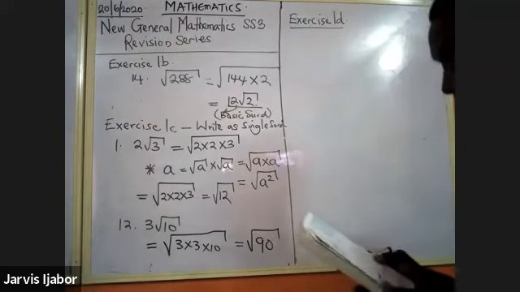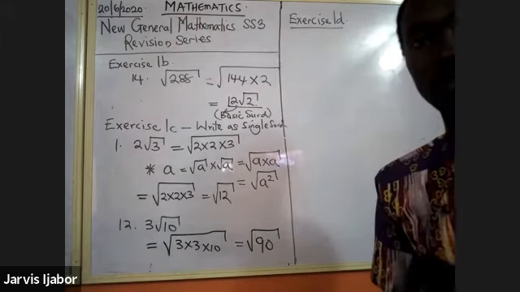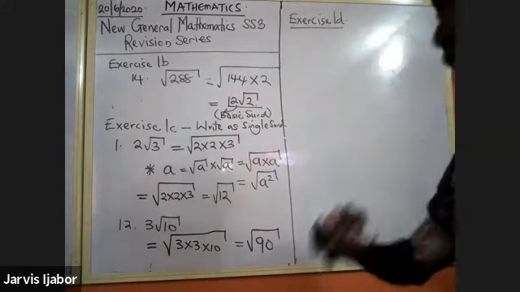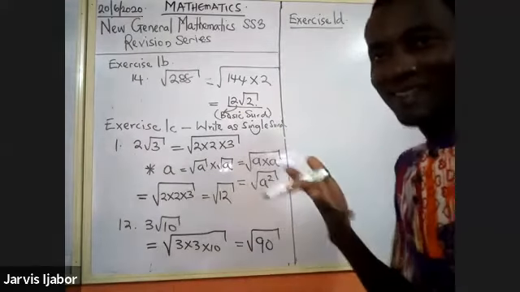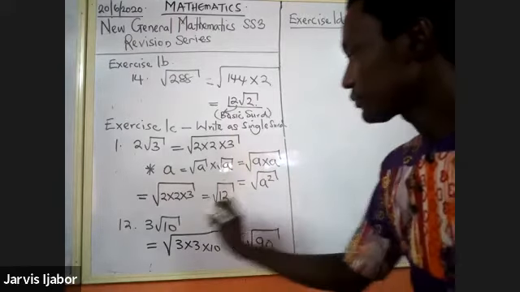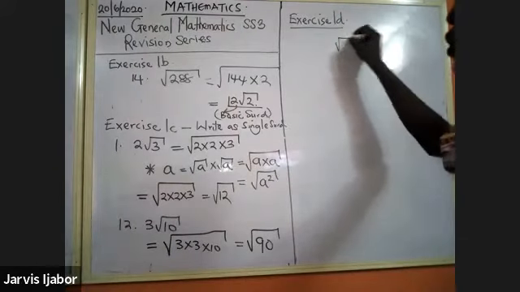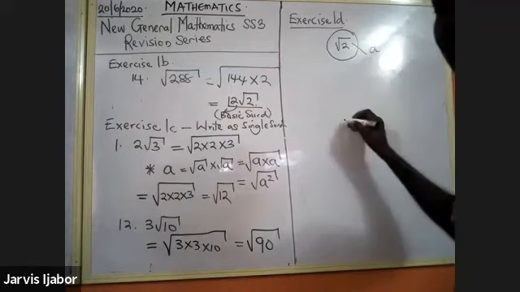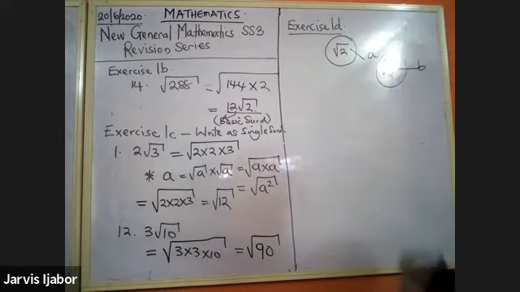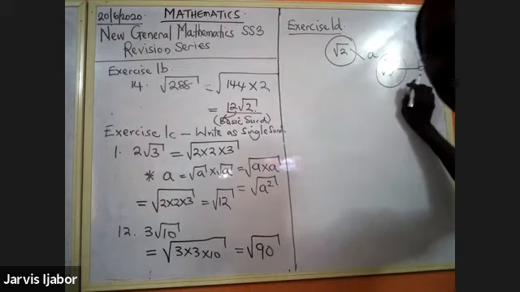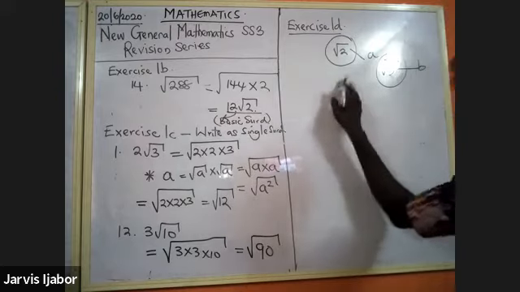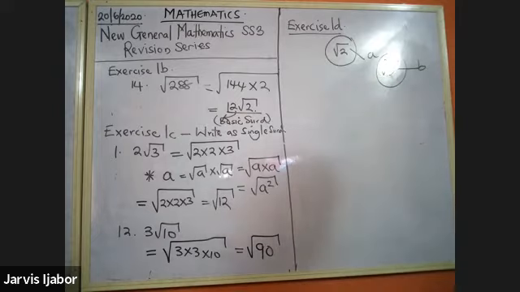In exercise 1D, now we are going to carry out the simplification process. This is more like algebra now, so see it as algebra. Anytime you see this sign, let me write it. If I say the square root of 2, see this as an imaginary A. If I now say the square root of 3, see this as an imaginary B. I can never add A to B. I hope you know that. So what we are coming into now, we need you to have this background knowledge. All right, let's go.